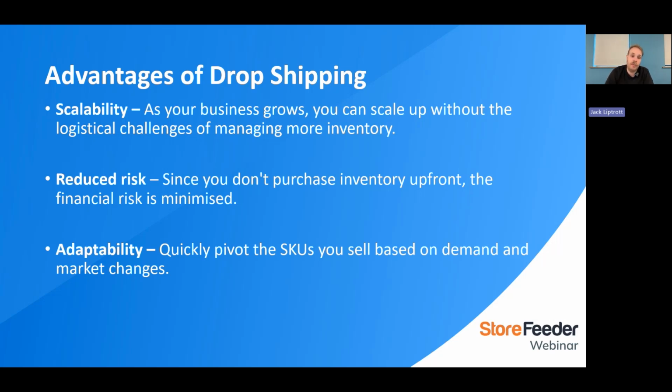Adaptability, quickly pivot the SKUs you sell based on demand and market changes. Might be seasonality, so you want to ship more Christmas items at Christmas, but you don't have to have them in the warehouse all the year round that you don't sell. Or if there's a trend that you want to jump on, you can try those SKUs and see how it goes.